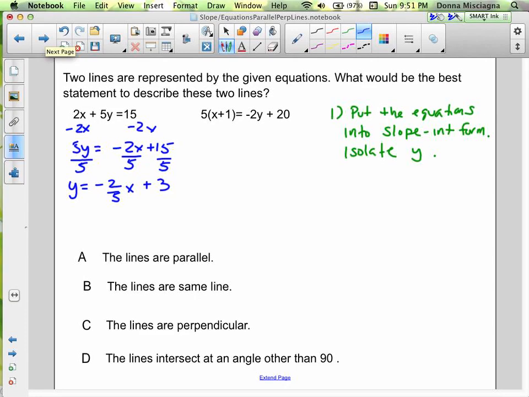All right, so now let's look at the other equation. We have to do just a little bit more work to isolate y, but that's okay. To isolate y, we're first of all going to have to distribute that 5 until we get rid of the parentheses. We can't do anything else. So 5 times x is 5x. 5 times 1 is 5. And then we have negative 2y plus 20.